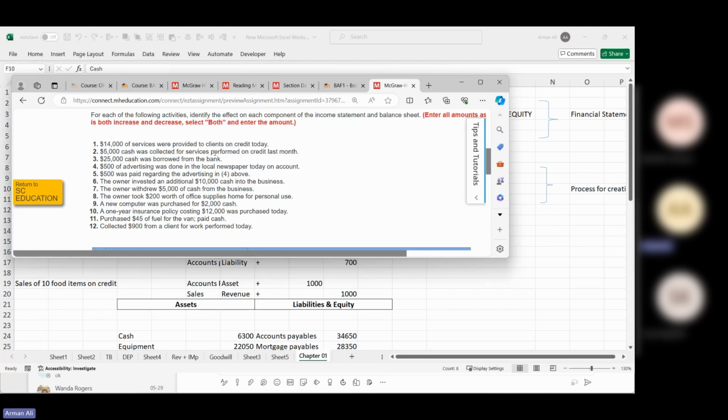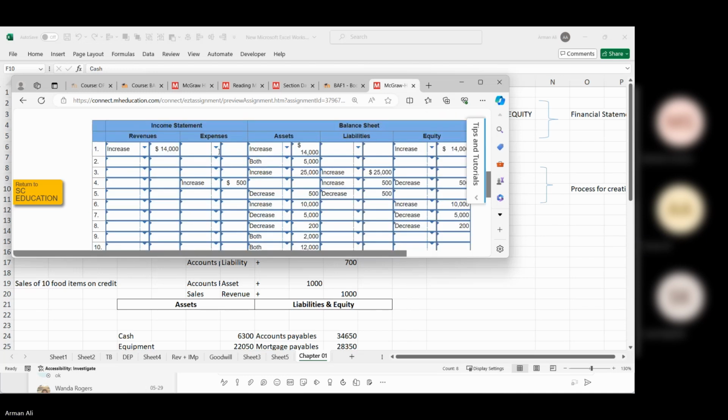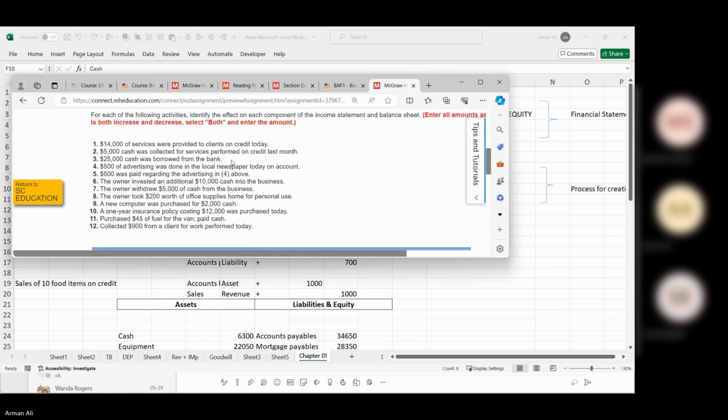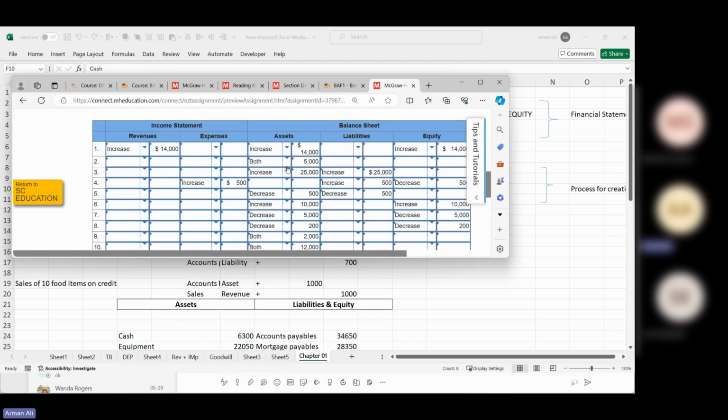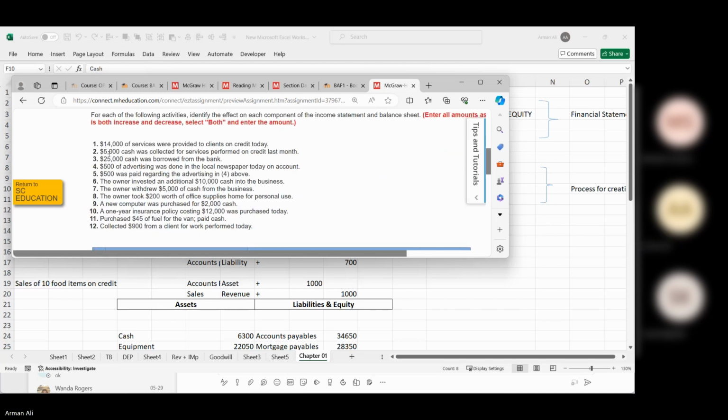5,000 cash was collected for services performed on credit last month. Cash is increasing. And accounts receivable is directly decreasing. So I don't know why they would have both. Yeah, so exactly both. Both means plus and minus. That's just weird.